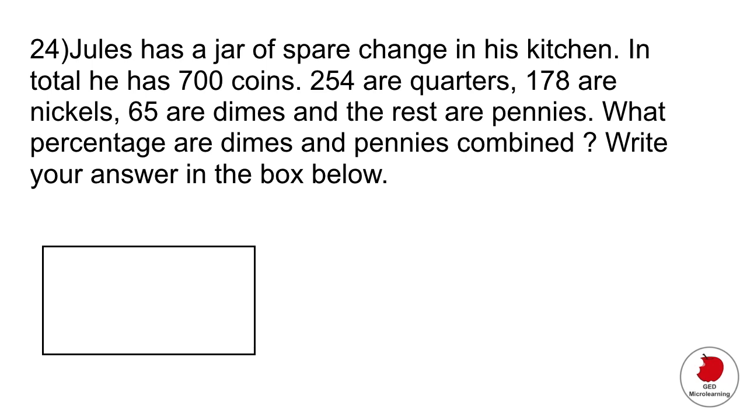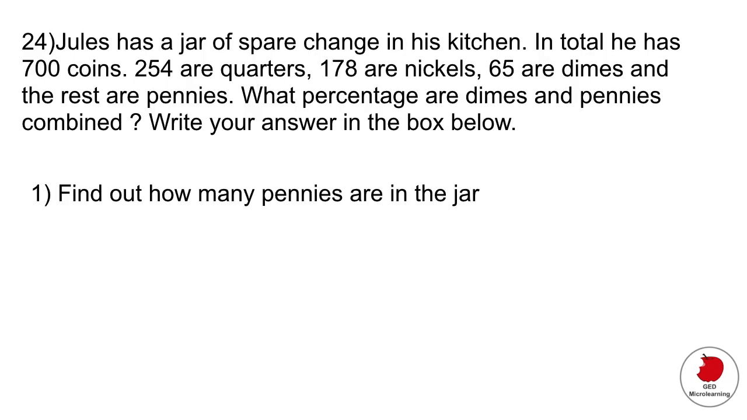Okay, so Jules has a jar of spare change in his kitchen. In total, he has 700 coins. 254 are quarters, 178 are nickels, 65 are dimes, and the rest are pennies. What percentage are dimes and pennies combined? Write your answer in the box below. All right, so first step is to find out how many pennies he has in the jar. So we know that he has a total of 700 coins, and we know that 254 are quarters, 178 nickels, 65 are dimes, and the rest are pennies, right?